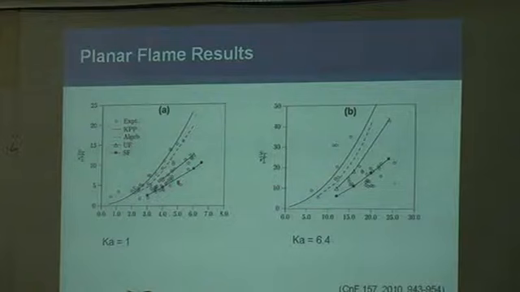That is that curve, which does not account for the effect of the free dynamic strain on the flame. Okay? And what's the horizontal coordinate? This is U prime over SL, the laminar burning velocity. And this one is the strained flamelet model, the bottom one. So this is for K equal to 1, and this is for K equal to 6.4.